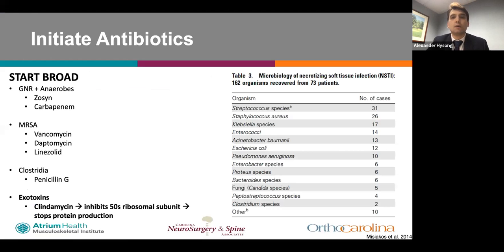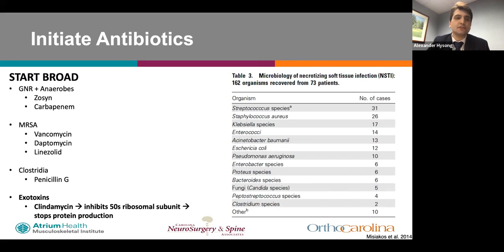So what can we do as the orthopedists on call, the orthopedic residents or the orthopedic surgeons that are on call? When we first see a patient, we can start broad antibiotics. You can see on the right here, as I said, group A strep isn't the only organism that causes neck fash. It's just used to create a conceptual framework. We need to cover a lot of different species. Gram-negative rods and anaerobes can be covered with Zosyn, MRSA with vancomycin. If we're worried about a gas-forming Clostridial species, we can give penicillin G.